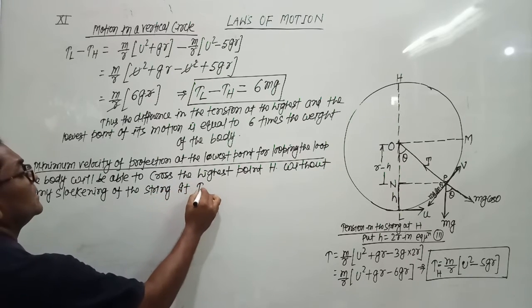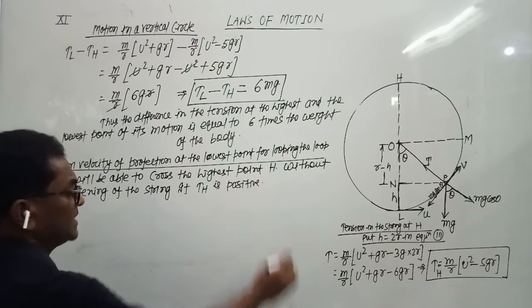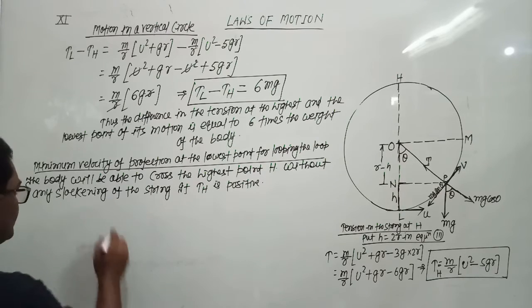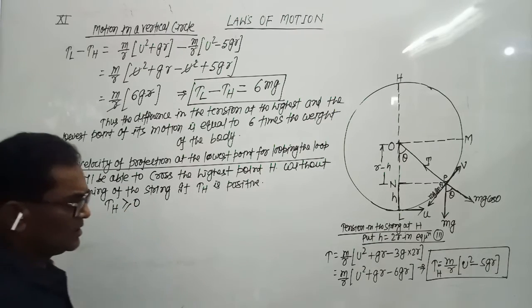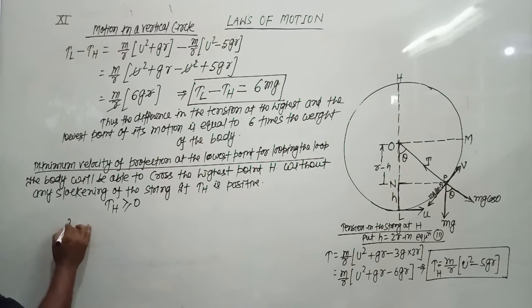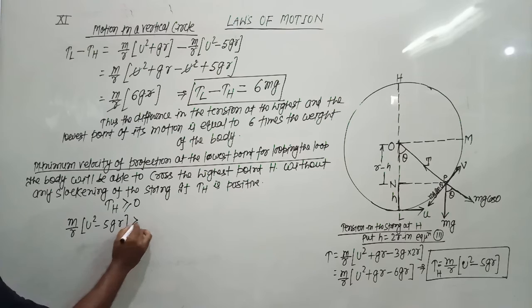If TH is positive, if the tension at the highest point is positive, it means the body will be able to cross the highest point H without any slackening of the string. And TH is positive means the value of TH should be greater than or equal to 0. So put the value of TH greater than or equal to 0. So m by r, u square minus 5gr should be greater than or equal to 0.